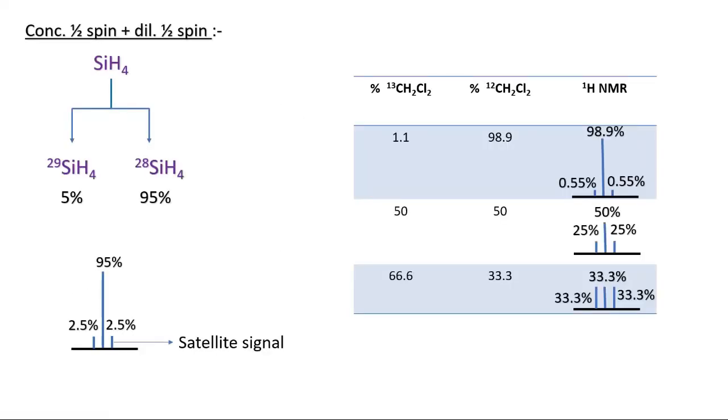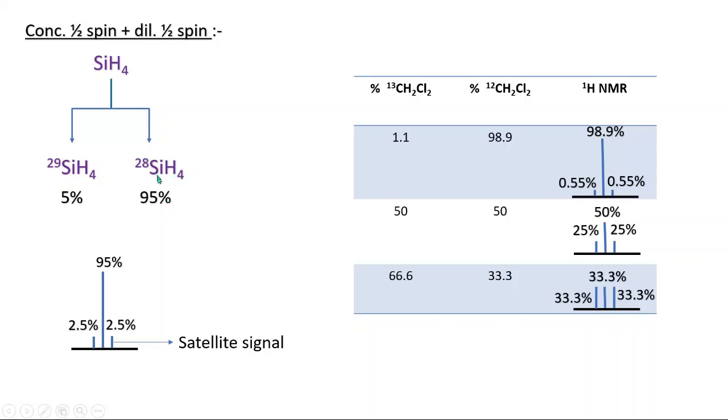Now come to the concentrated half spin plus dilute half spin. This is very important, you have to remember this and practice more on this. We will see what a satellite signal is also in this slide. So the concentrated half spin means the natural abundance is very high. If you take an example of SiH4, this hydrogen is a concentrated nuclei with spin half, and the silicon also, if you see, 5% will be 29Si and the rest, 95%, will be 28Si.